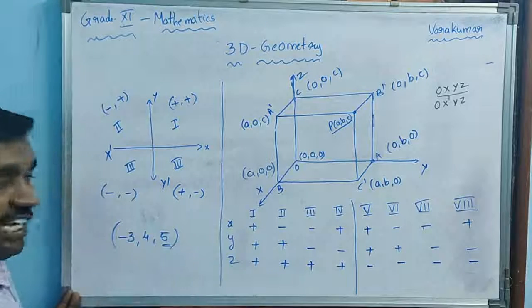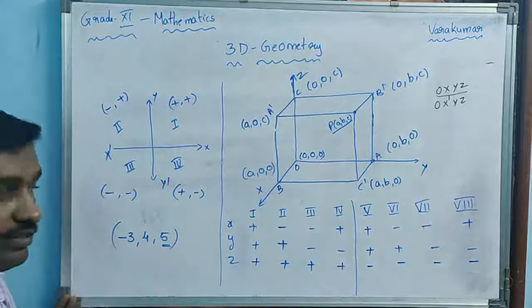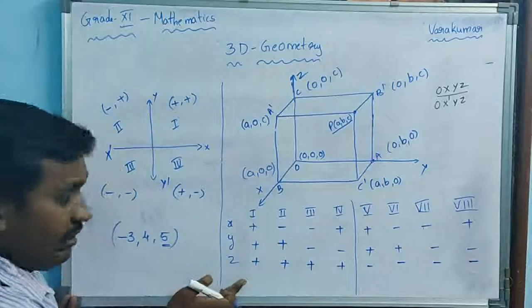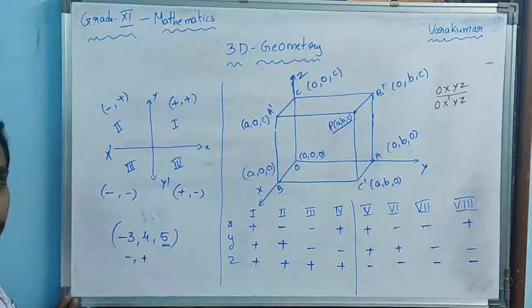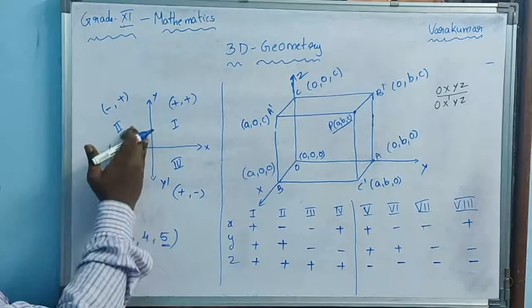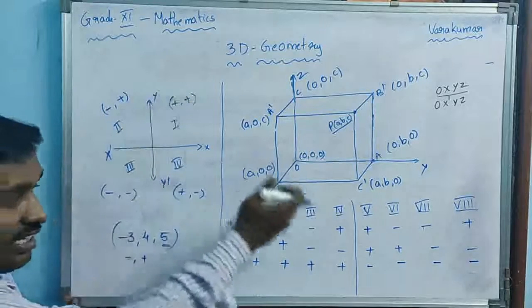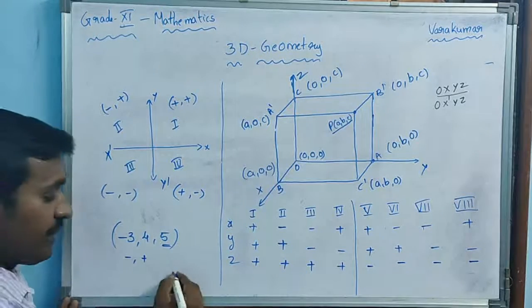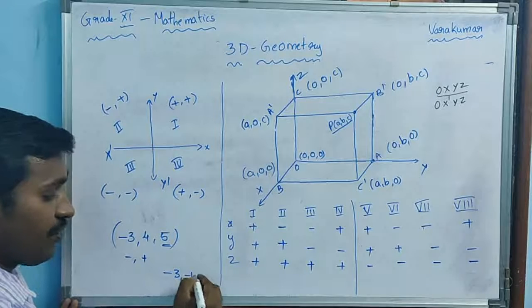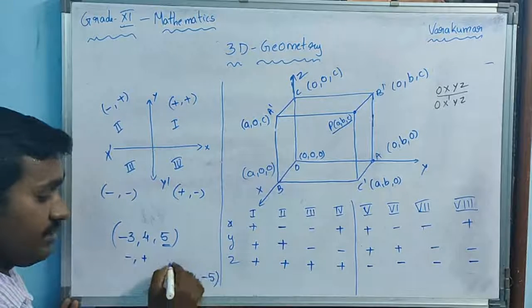Now here the Z value is positive. Then we have to come to these first four. This one is negative, positive. What we know is that negative positive says second quadrant. So it belongs to the second octant. Clear?